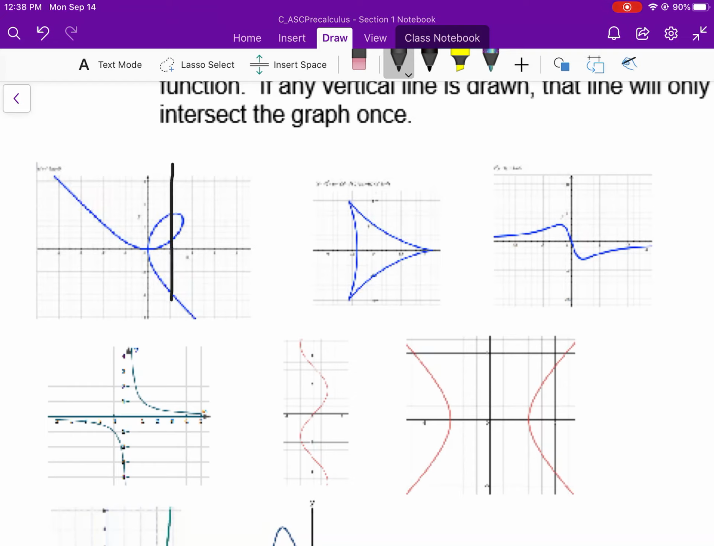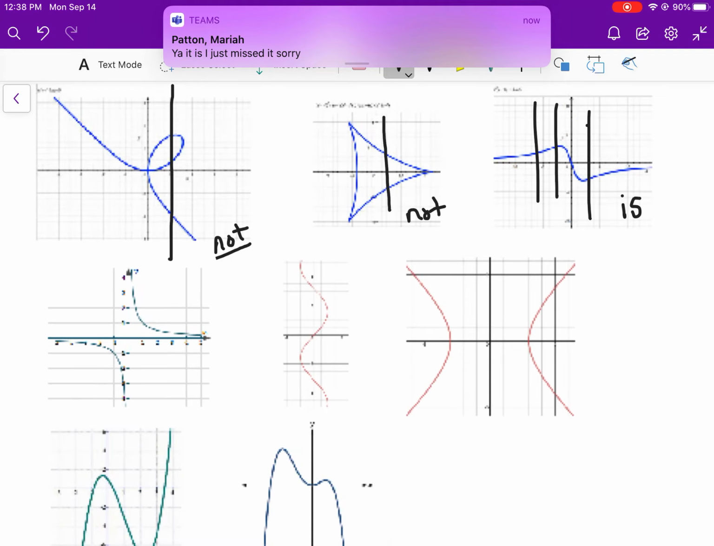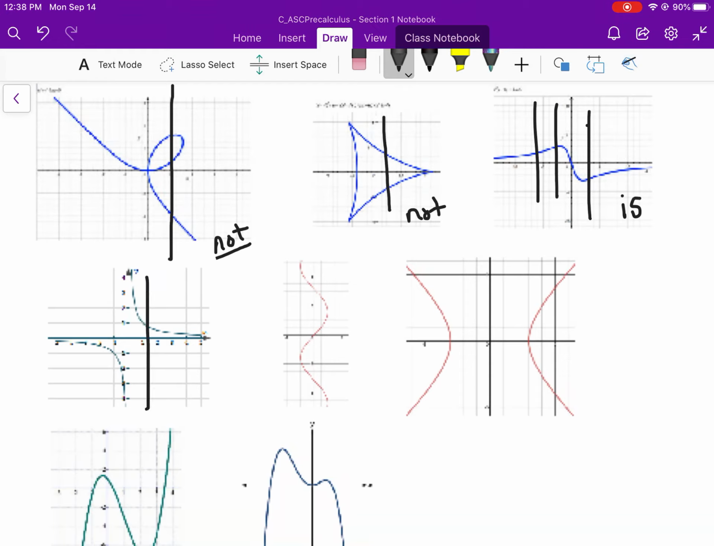So like here, I draw a vertical line. That's got 3, so that's not a function, right? A vertical line here, that's got 2, this is not. But this one here, any vertical line I draw only intersects the graph once, so this is a function. Same way with this next one. Even if I do this one, notice it looks like there's an asymptote in there, but it doesn't matter, that's not part of the domain, and it only intersects once. So this is a function. This one, clearly not.